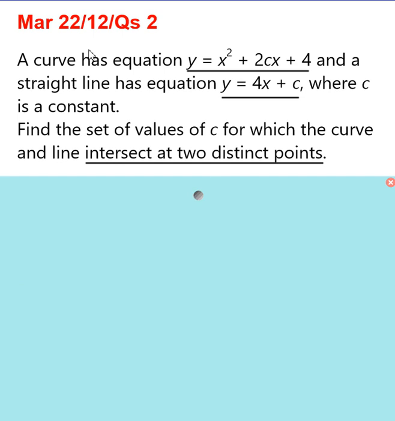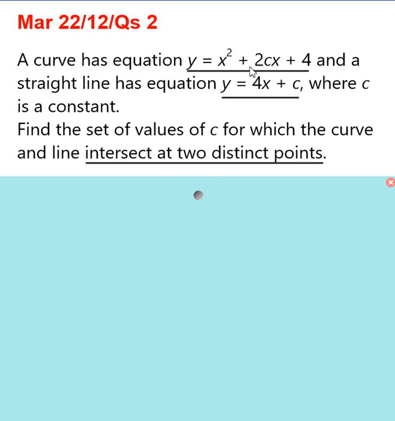The question is from March 2012, question 2. The curve equation and line equation are given to you. They both have one unknown c, which is a constant, right? The question is saying find the values of c for which the curve and the line intersect at 2 distinct points. So we have just seen when they are intersecting at 2 distinct points, it means the discriminant will be greater than 0.